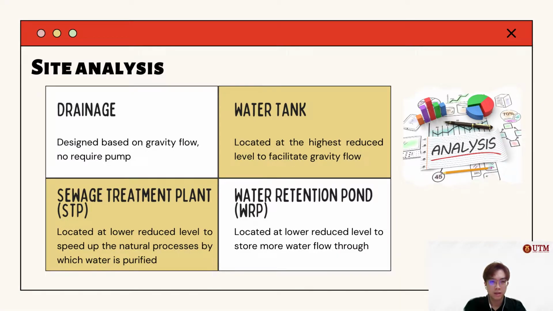Site analysis. This is the analysis of the site with respect to many factors involved in construction. At this stage, the drainage is designed based on gravity flow, so we do not need to install a pump. For the water tank, it is located at the highest reduced level to facilitate the gravity flow. The sewage treatment plant STP and water retention pond WRP are located at lower reduced level to perform capable operations. For example, STP is required to speed up the natural processes by which the water is purified, while the WRP is required to store more water flowing through.